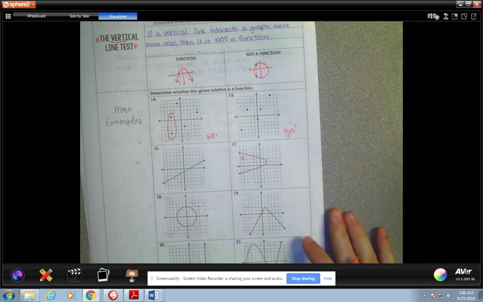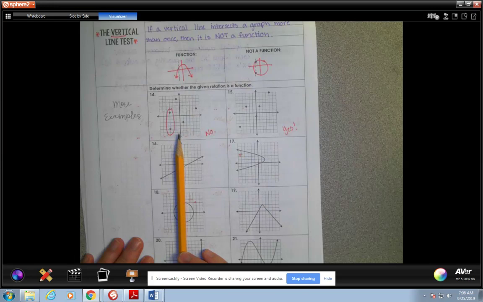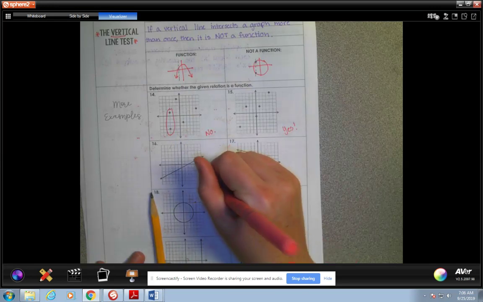All right, now let's look at this line here. I'm going to take my pencil to use it as a vertical line test, and I'm going to take it from the left to the right. It's only hitting this vertical line at one point as I move it. It's never going to hit it twice, so this is a function.